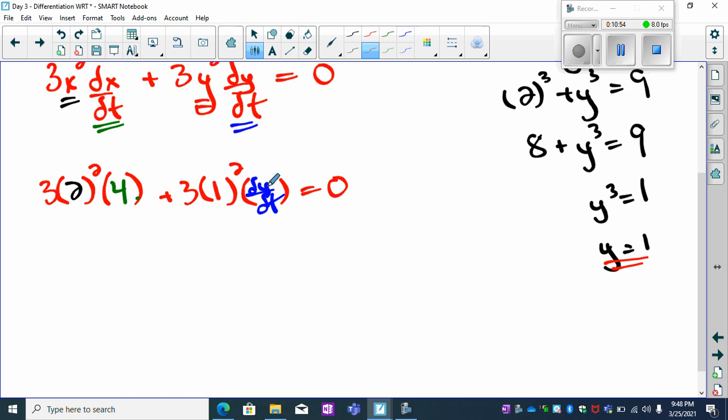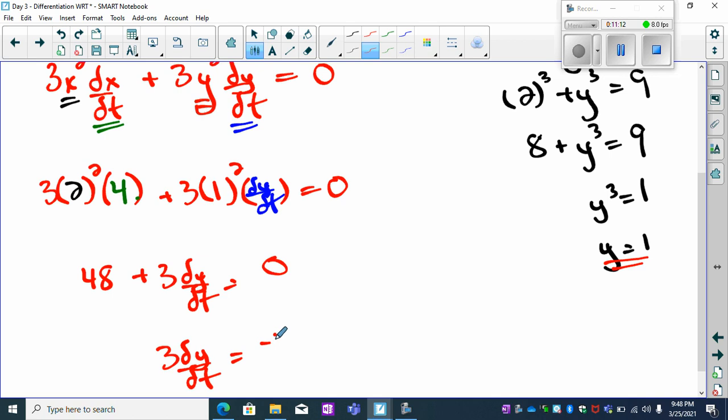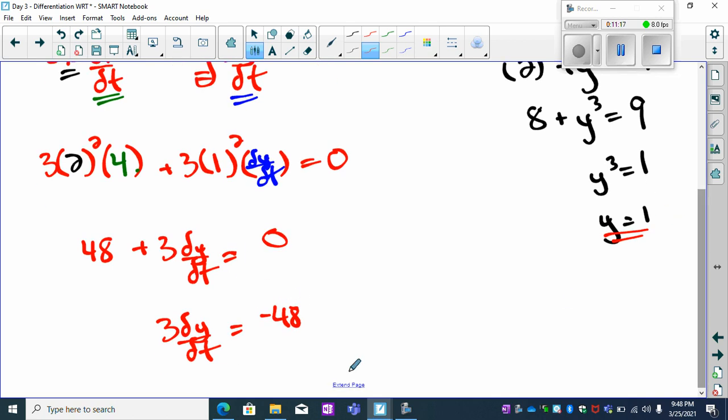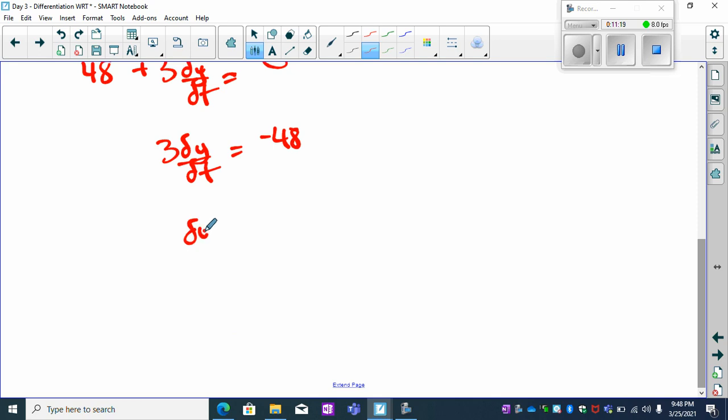I have everything. I'm looking for this one unknown. So this is 3 times 4 times 4. That's 48. Okay, this is 3 times 1 times dy over dt. 3 times the derivative of y with respect to time is going to equal negative 48. And when you divide both sides by 3, we end up with negative 16.